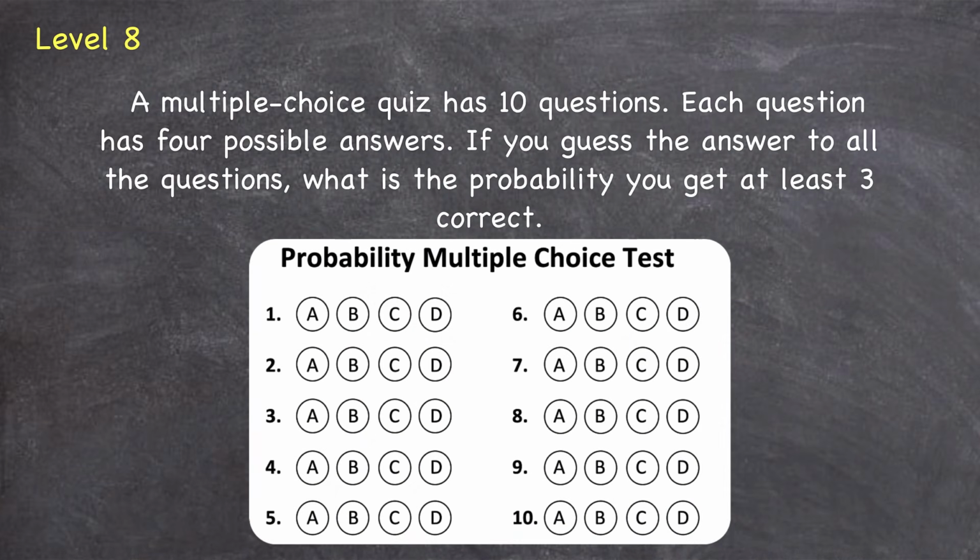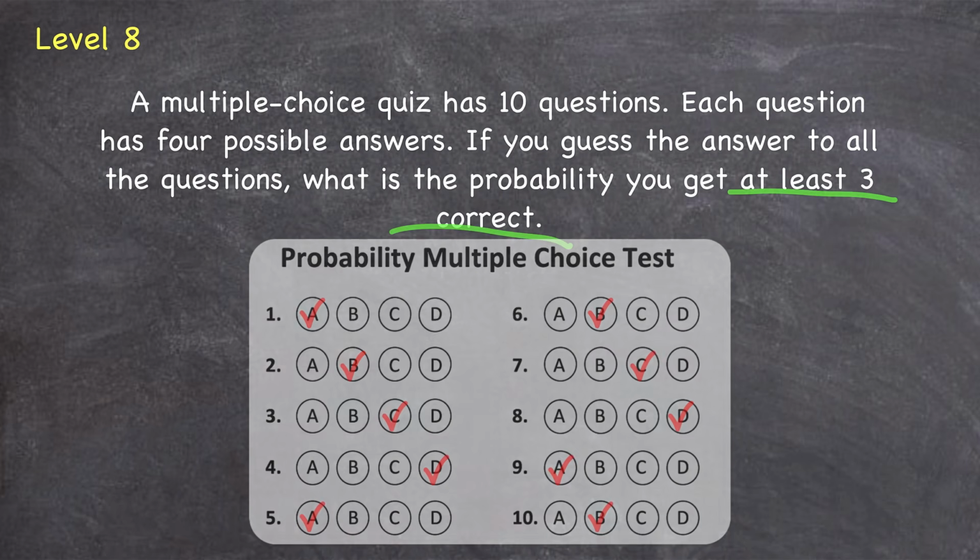Level 8. A multiple choice quiz has 10 questions. Each question has 4 possible answers. If you guess the answer to all the questions, what is the probability you get at least 3 correct?